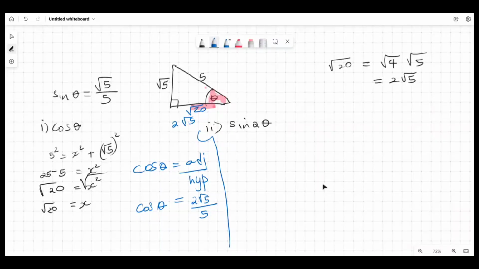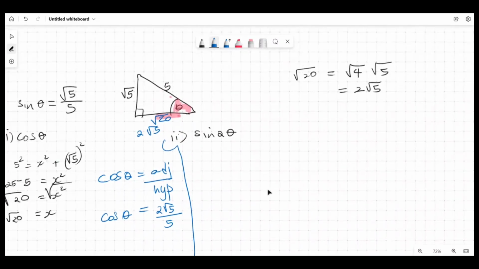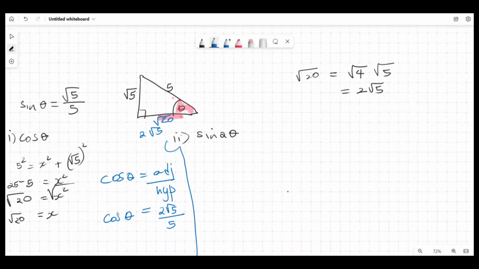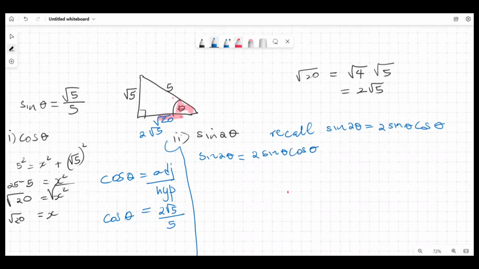This part now is when I'm saying that the identity comes in, where if I see this, you can't work out this. So what you're going to do, you're going to say that, hey, we want to recall this. Sine of 2 theta is the same thing as 2 sine theta cos theta. And then I would have those values because remember, sine theta is root 5 over 5 and cos theta is 2 root 5 over 5.